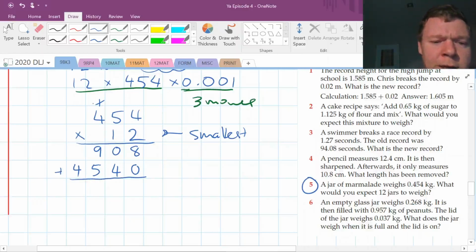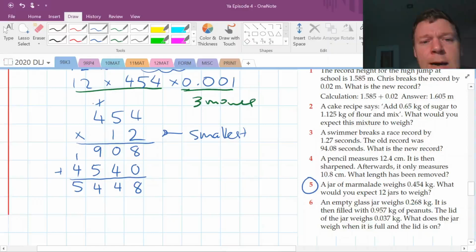Okay, add those together. We're going to get 8 plus 0 is 8. 0 plus 4 is 4. 9 plus 5 is 14. Carry 1 over. So we have 5,448. But remember, we've got our 3 moves.